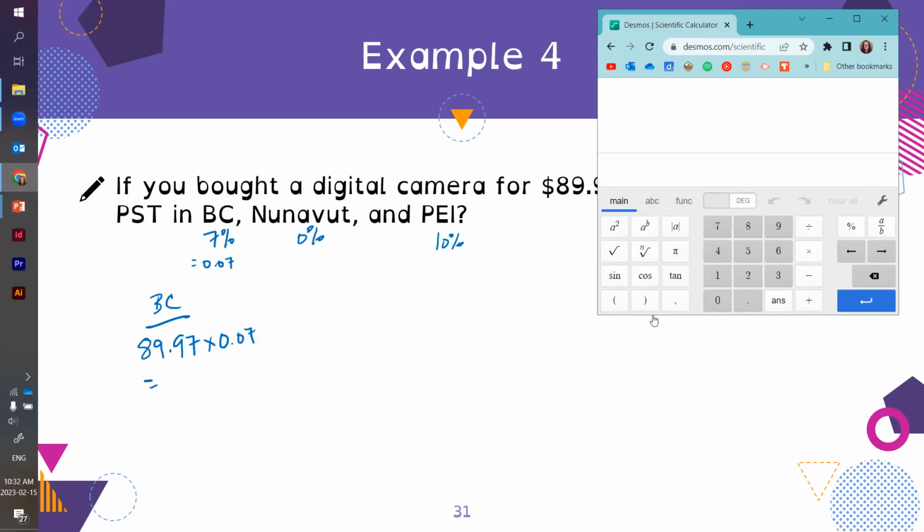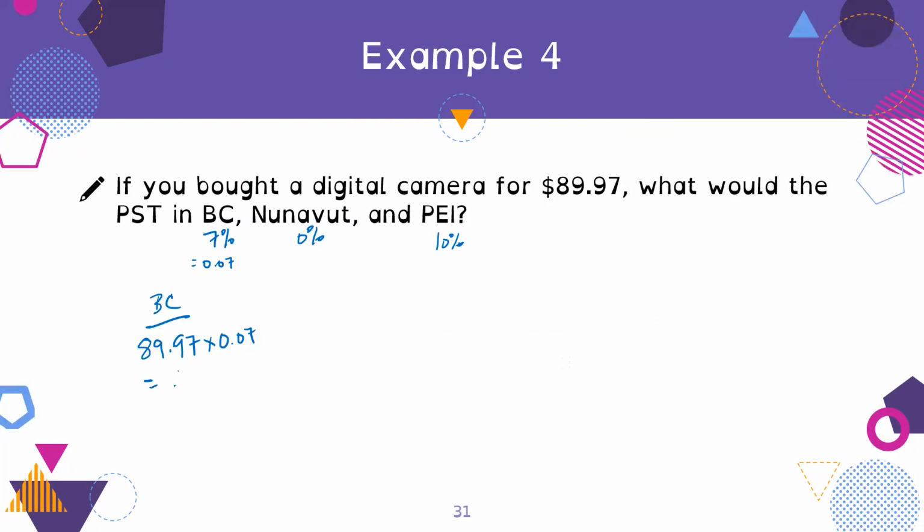So we do 89.97 times 0.07. I missed a decimal. So we get $6.30. That is the tax in BC. In Nunavut, well, 0% means that the tax is $0. There's no tax.